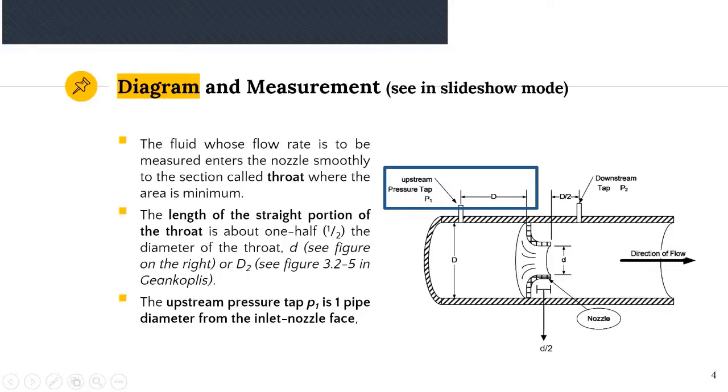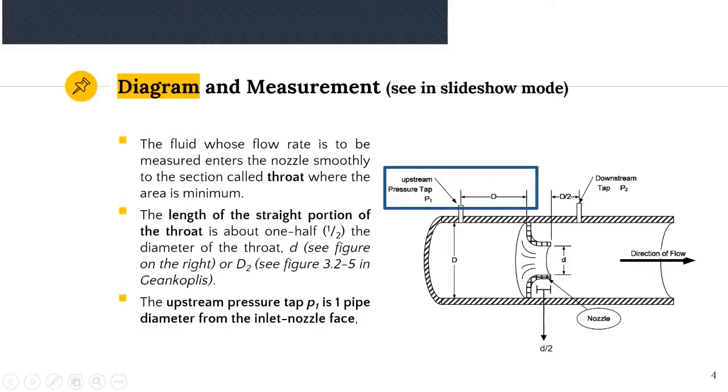There are two pressure taps connected to the manometer. Similar to the venturi and also the orifice, this flow nozzle is also connected to a manometer. Now, the upstream pressure tap, or P1, has a distance of 1 pipe diameter from the inlet nozzle face.